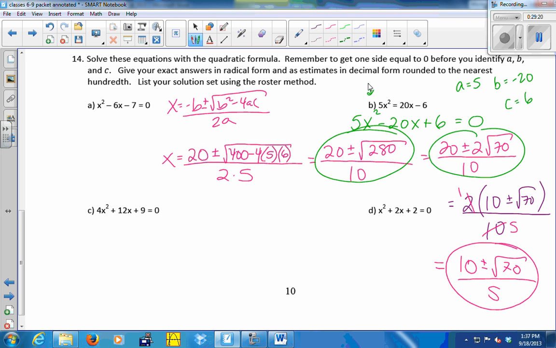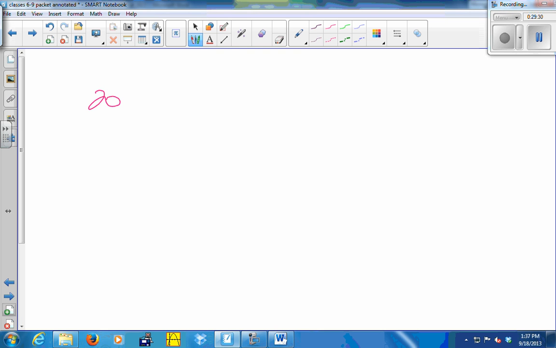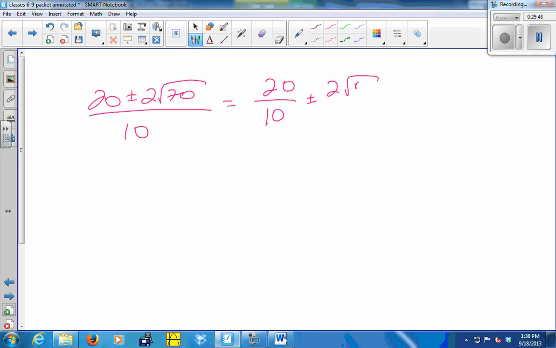Yes, you can do that also. Yes, that's another way to think about it. Yep, that's fine. Yeah, and that's a good thing to show. Let's see. So I have 20 plus or minus 2 radical 70 over 10. So what the back table was just asking me is, can't you do this? 20 over 10 plus or minus 2 radical 70 over 10, and then reduce each fraction separately.